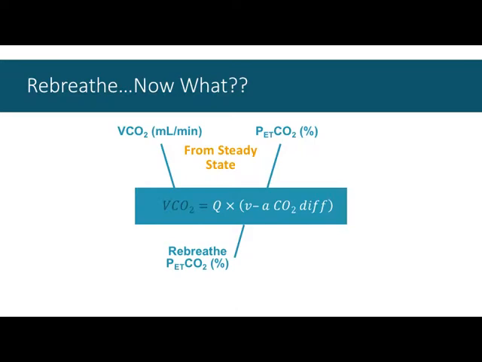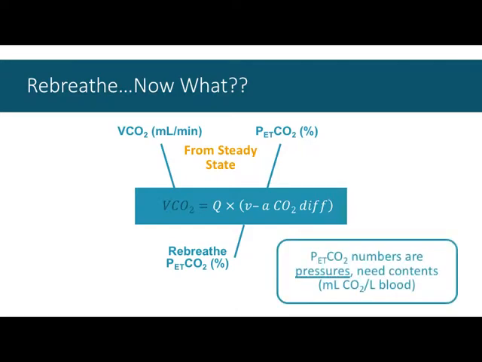In either case, you're going to get numbers in percents or in partial pressures, but pressures aren't contents. So you need to figure out, if there's a pressure indicated here, what does that indicate is the amount of CO2 in the blood. We don't want pressure, we want a volume of gas in the blood. We want contents. And whenever I say contents, I mean mils of CO2 per liter of blood. It's concentration, essentially.